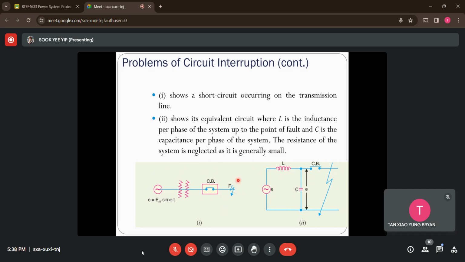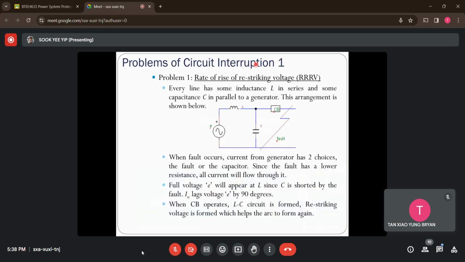So let's see the problem phase. So during the times if we have the operations of circuit breakers to isolate the fault from the line, right, it might have the rates of the rise of the restricting voltage much higher than the growth rates of the dielectric strength we use for the materials that between the contacts of the circuit breakers. Okay, so with such a case, the arc will restrict again. So to understand states, so let's go through the bullet point here.